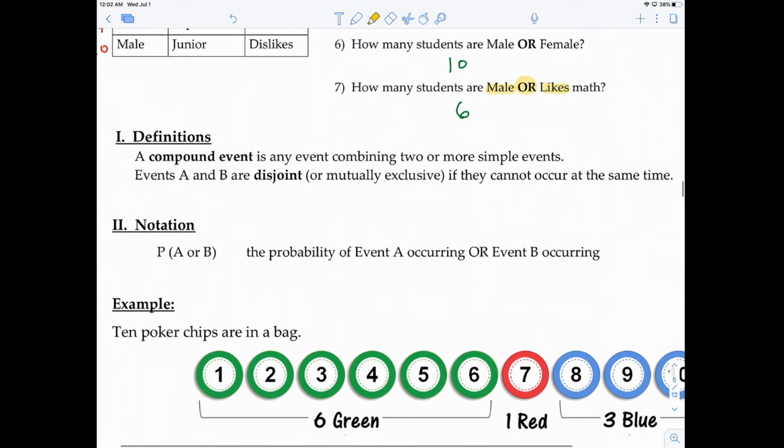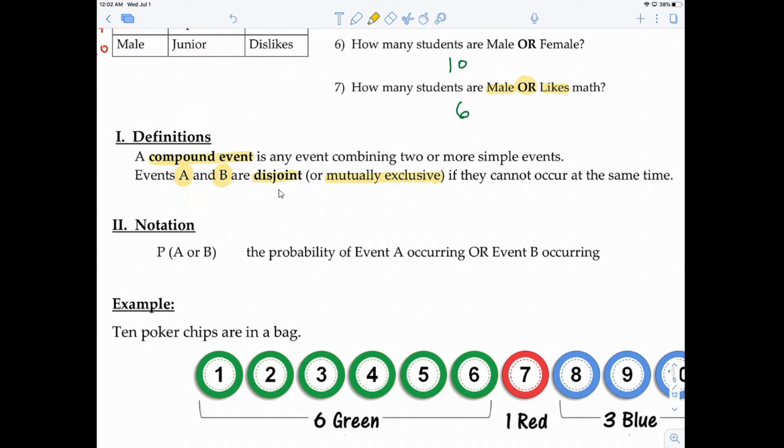So first definition, a compound event. A compound event is any event combining 2 or more simple events. We use compound events as we start looking at or probabilities and whatnot. The next definition is disjoint. Events A and B, so 2 events, are disjoint or mutually exclusive. In this class, I'm going to be using the word disjoint as opposed to mutually exclusive. Those 2 terms are synonymous, but I'm going to be using the term disjoint.